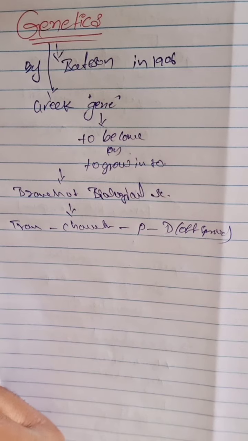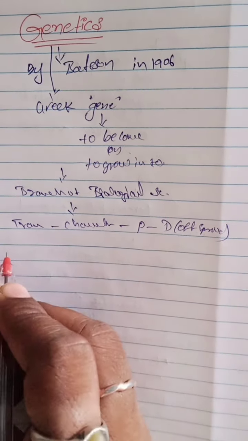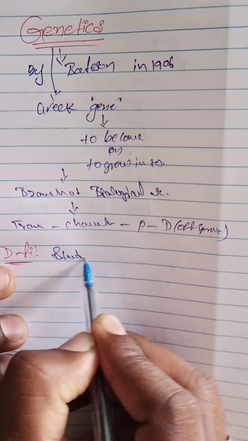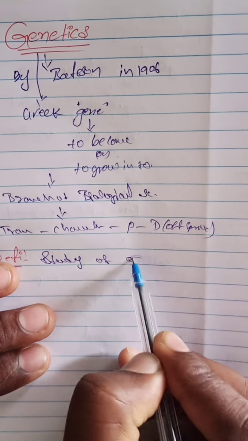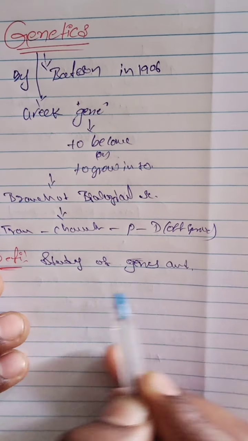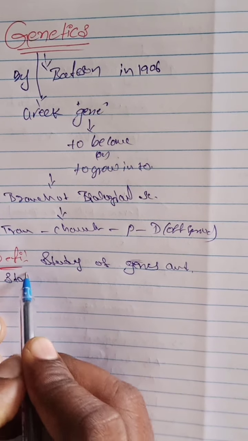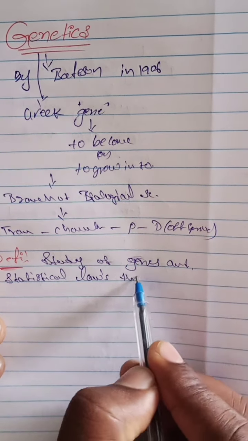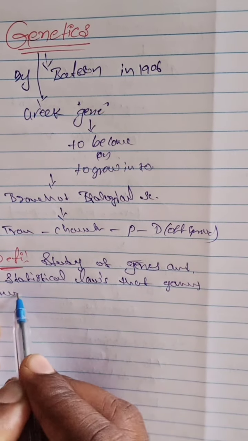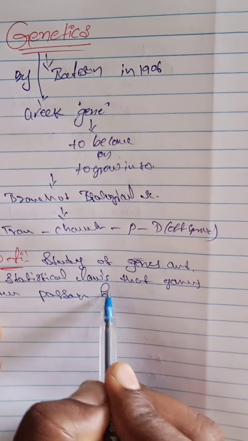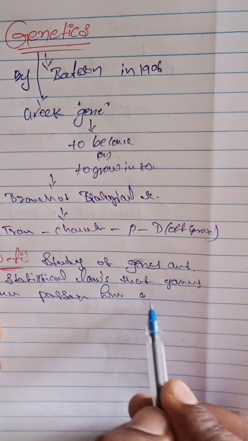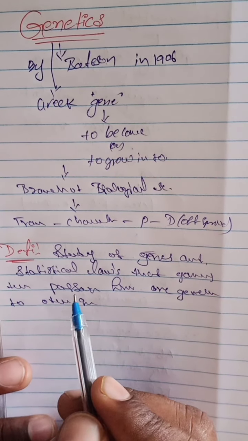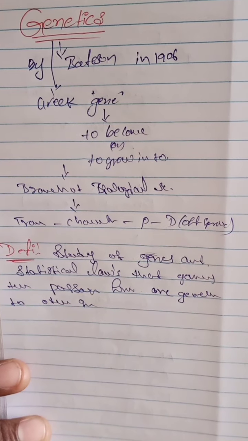So what is the literal definition of genetics? Genetics is defined as the study of genes and of the statistical laws that govern the passage of genes from one generation to another. Simply, the transfer of genes from one generation to another generation is known as genetics. This is a simple definition.